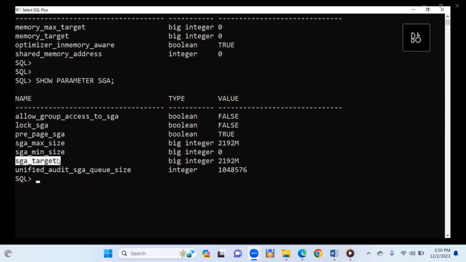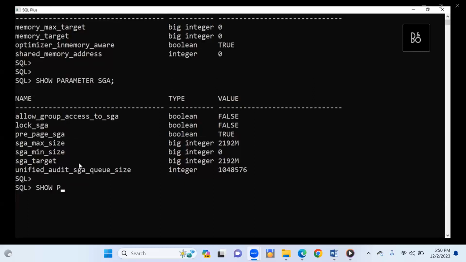So if you want to know the size of the memory as far as SGA is concerned, or the space allocated to SGA, then you have to query show parameter SGA, and you can see this parameter called SGA_TARGET, and you can see that it has 2192 MB. So that is the space allocated. Now, probably the question is, how can I view the PGA?